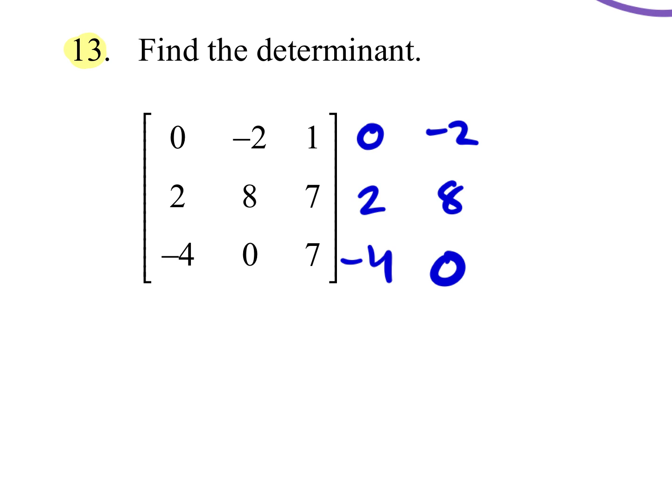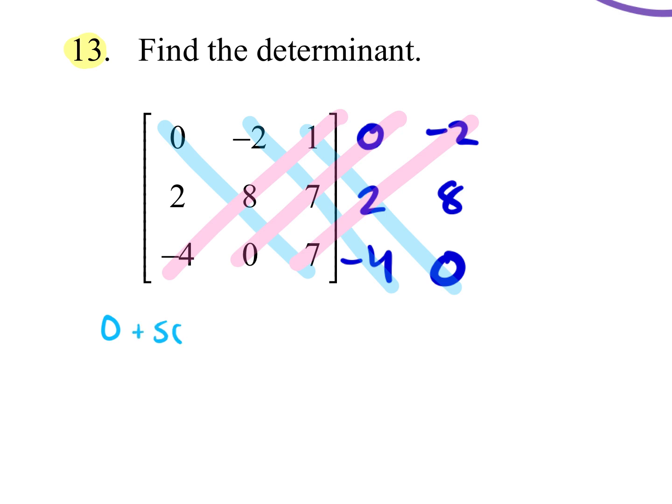So then we do majors minus minors. Majors start from the top, and then minors start from the bottom. So 0 times 8 times 7 would be 0. Negative 2 times 7 times negative 4. Negative 2 times negative 4 would be 8. And 8 times 7 is 56. And 1 times 2 times 0 is just 0. So we get 56 for our majors.